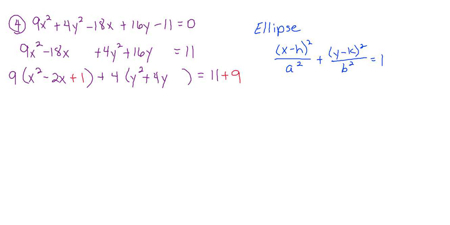To complete the square on the y's, half of 4 is 2. 2 squared is 4, so I'm going to need to add 4. But I'm really adding 4 times 4, which is 16. So I'm going to have to add 16 to the other side so it doesn't change the value.